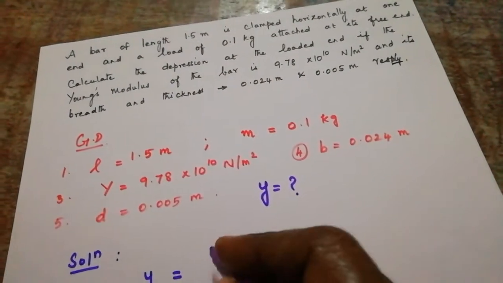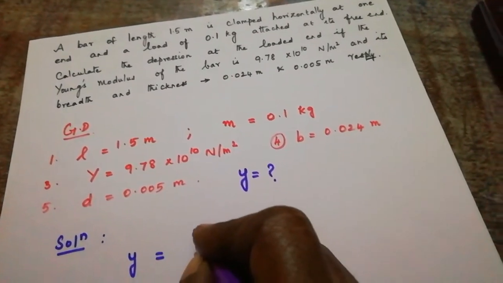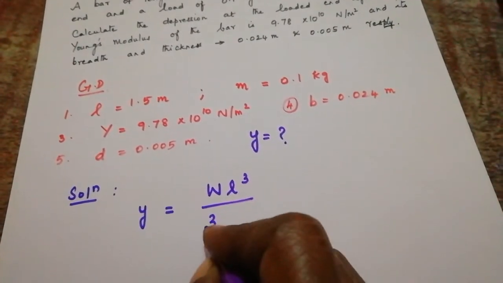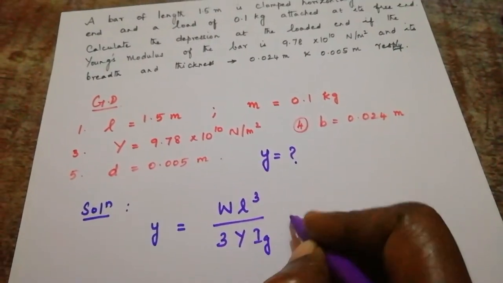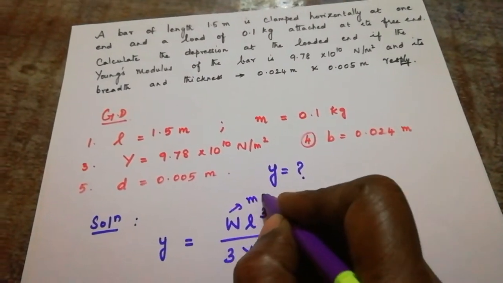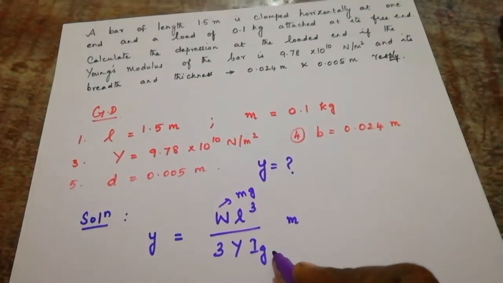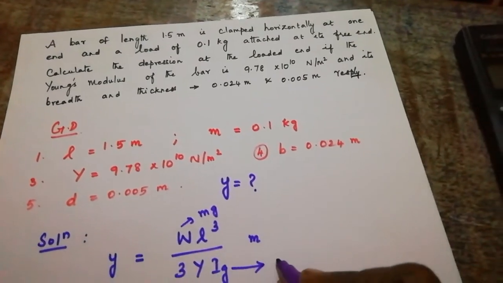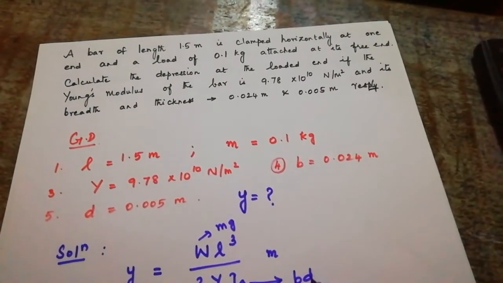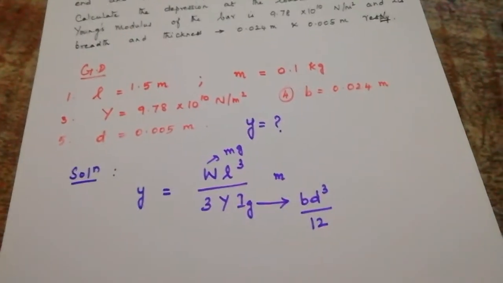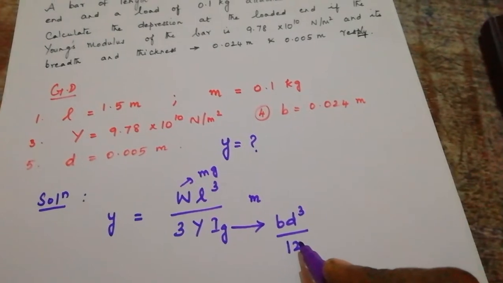Depression at the loaded end. For a cantilever, we have the general formula y = W L cube divided by 3 Y Ig, in meters. We know that W is m into g. In this problem, it is given as a beam or a bar. Therefore, the geometrical moment of inertia should be b d cube by 12. So, I am rewriting the formula.